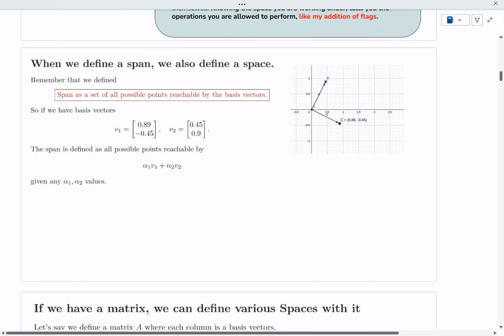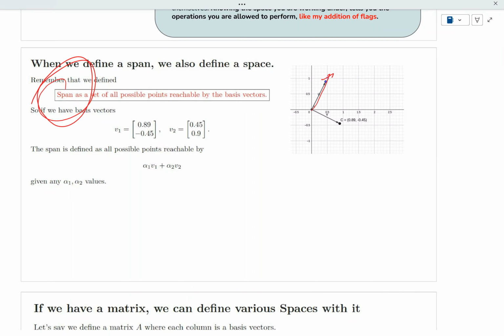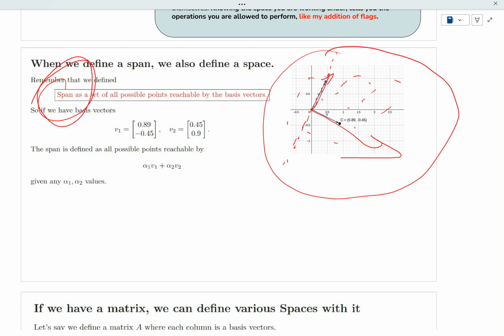Another way to define a space is when you define a span. Let's say you have this vector, then the span of this vector is every single point along this line. Now, what if you have two vectors, this one and this one? Therefore, it's all the possible points. In this particular case, we have infinite possible numbers inside the span, and therefore the set has infinite elements inside it. And every single element has to be different.